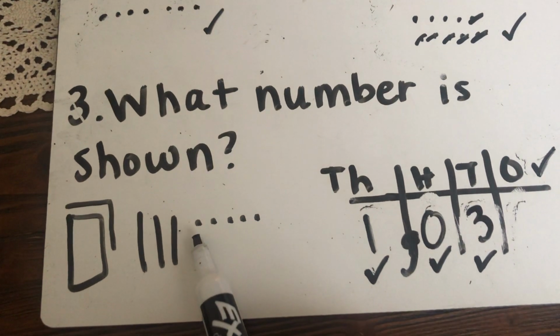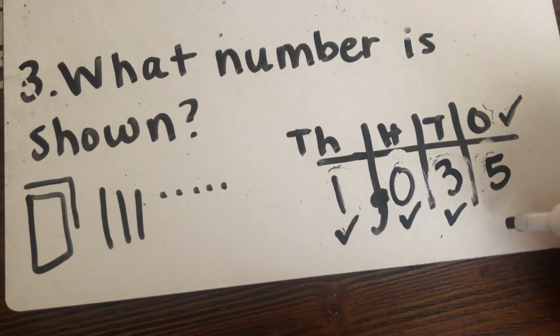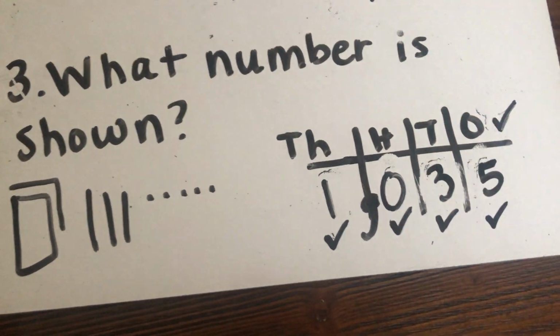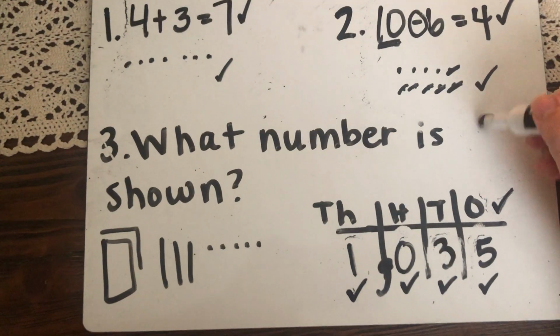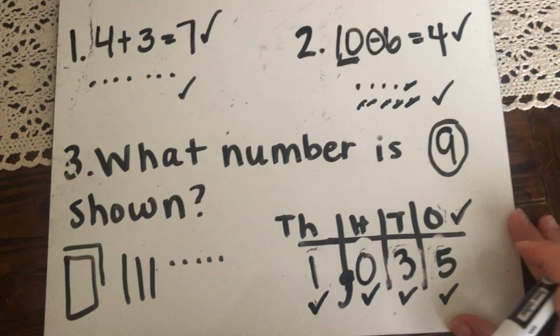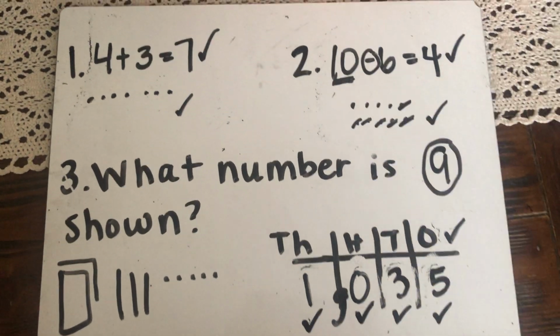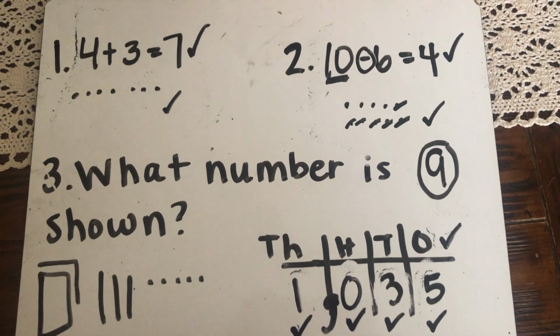And let's count up our ones. 1, 2, 3, 4, 5. We've got a 5 in the ones place. If you got a 5 in the ones place, give yourself a check. So today on our DMR, you could have gotten 9 checks. If you got all 9 checks and you got all of the answers correct and you practiced all those strategies, you are going to be ready for our quiz on Monday.